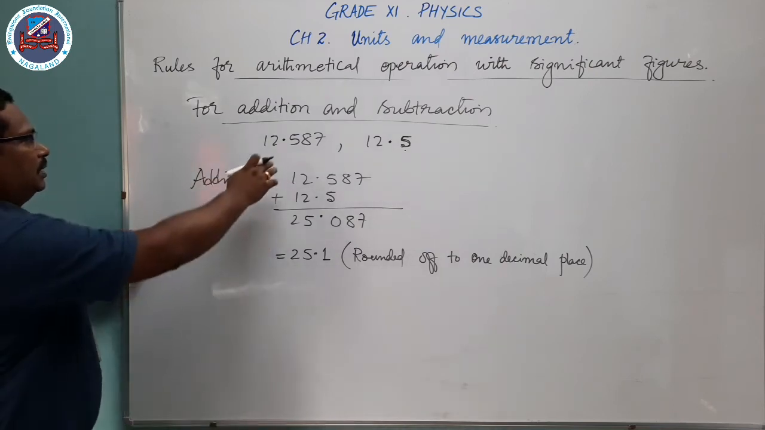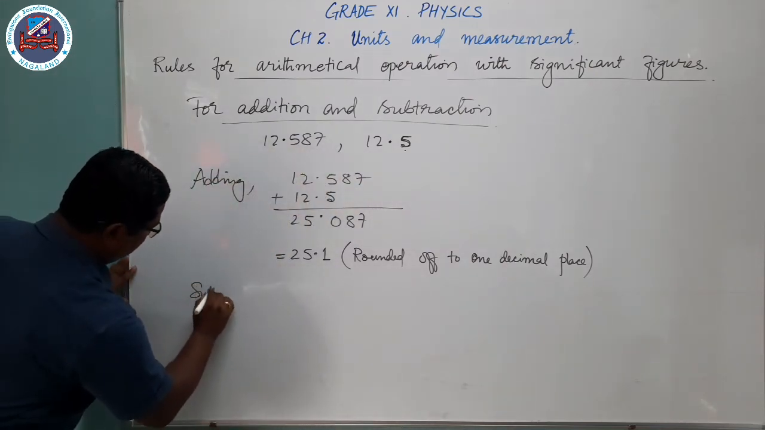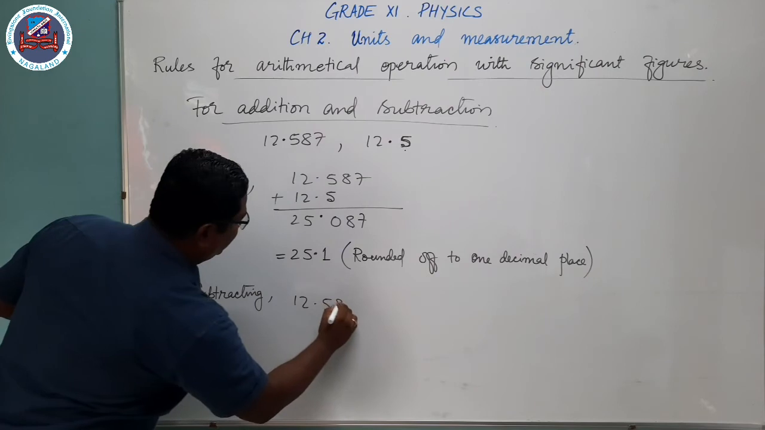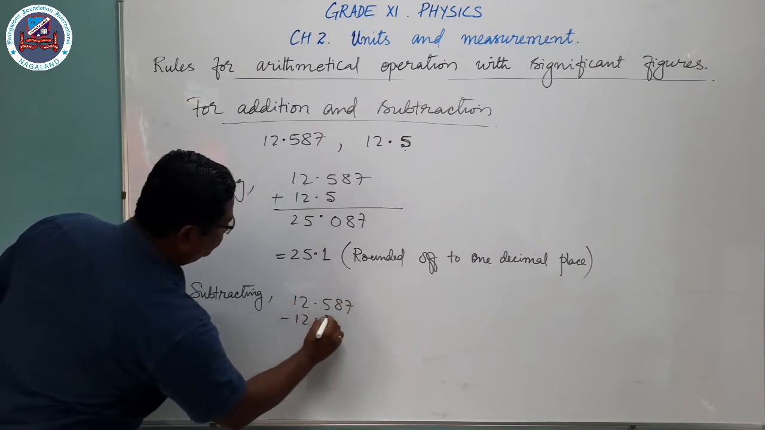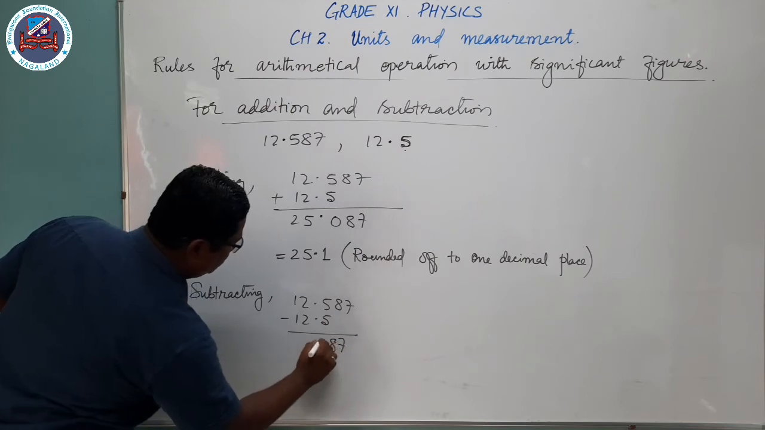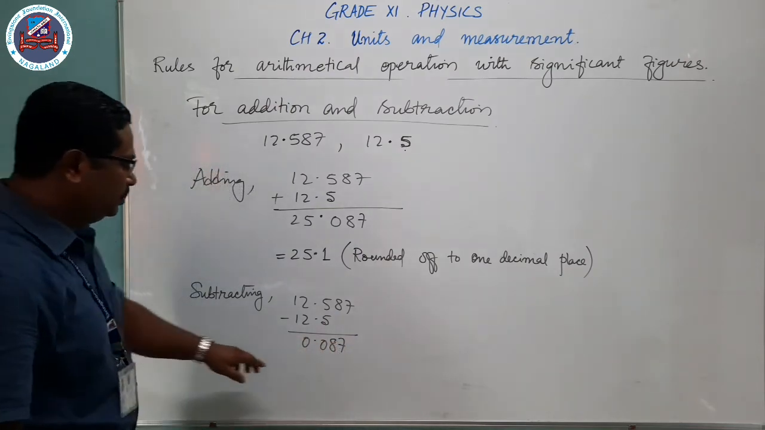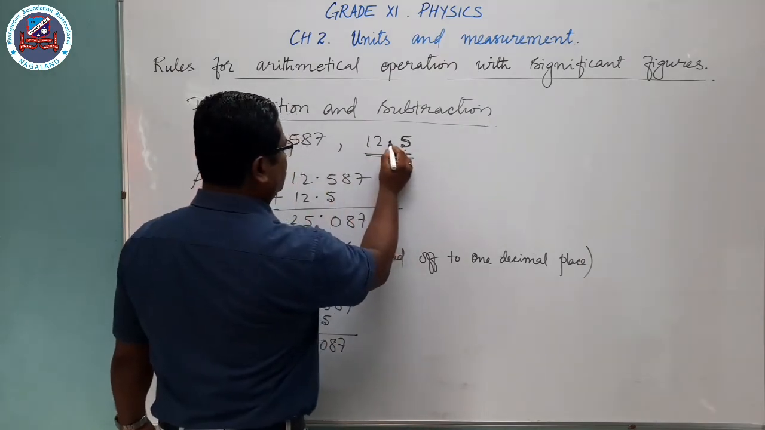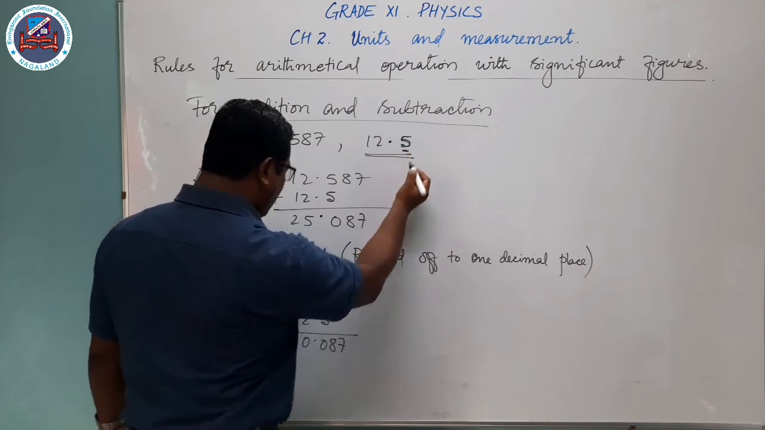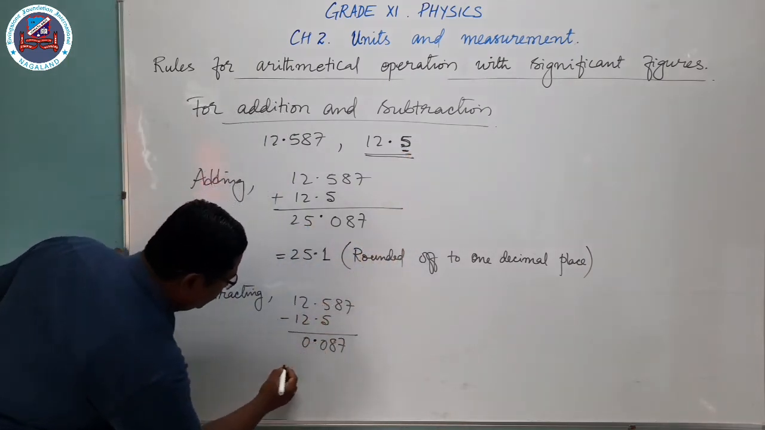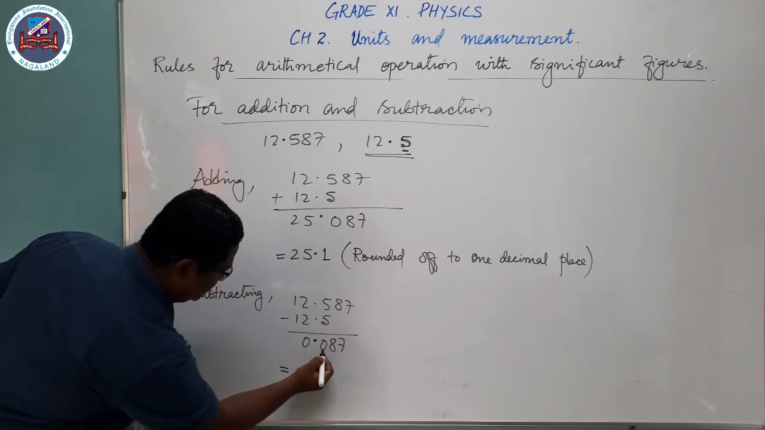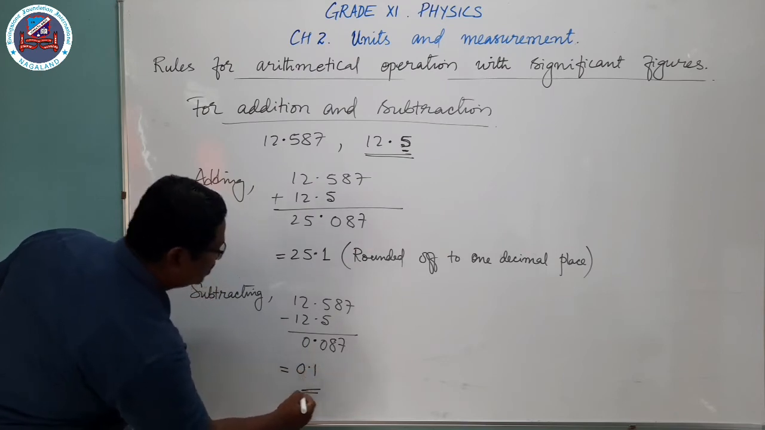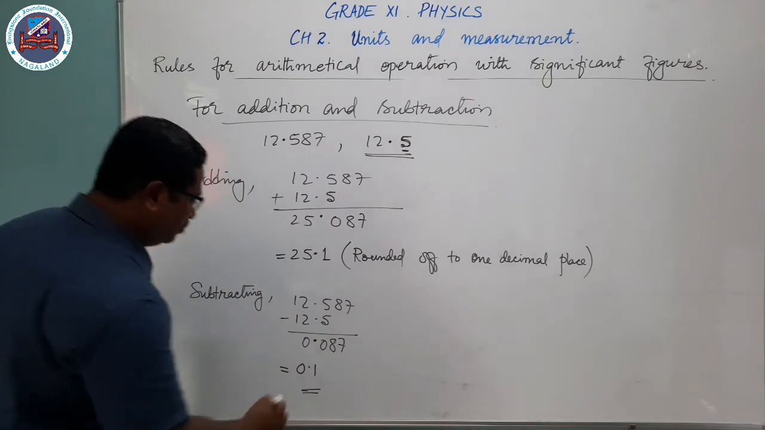If I am subtracting these two numbers, 12.587 minus 12.5, then you know that you will get 0.087. But the rule says the number with the least digits after the decimal has only 1, so here also you have to round off to 1 digit after the decimal. If you round off to 1 digit, then this is 0, you have to add 1 here to become 0.1. So here also rounded off to 1 decimal place.